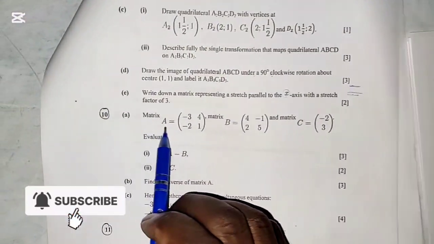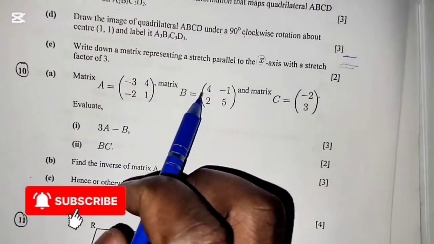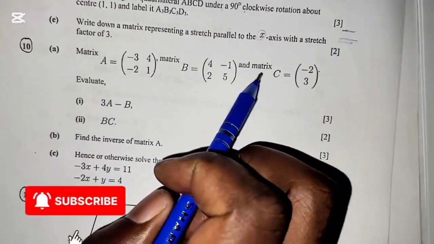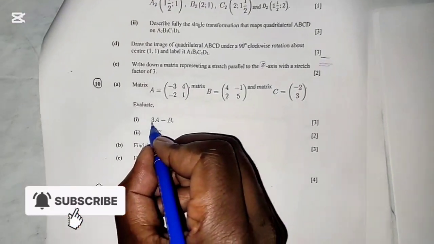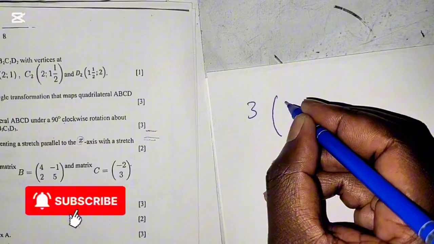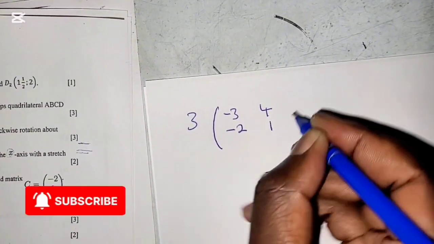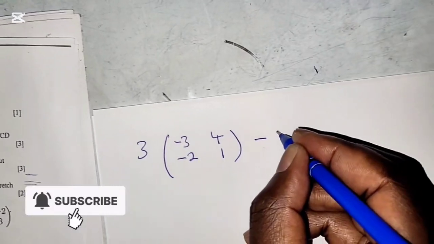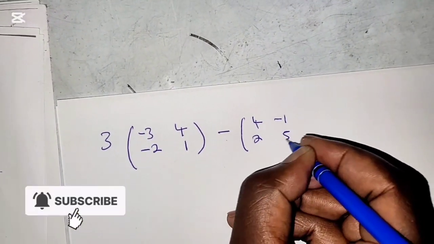Okay, so matrix A is given as -3, -2, 4, 1, then B is 4, 2, -1, 5, and there is a matrix C. So evaluate 3A minus B. This 3 right here is a scalar, and a scalar multiplies everything inside the bracket. So you're going to say 3 times matrix A, which is -3, -2, 4, 1, then minus matrix B, that's 4, 2, -1, and 5.